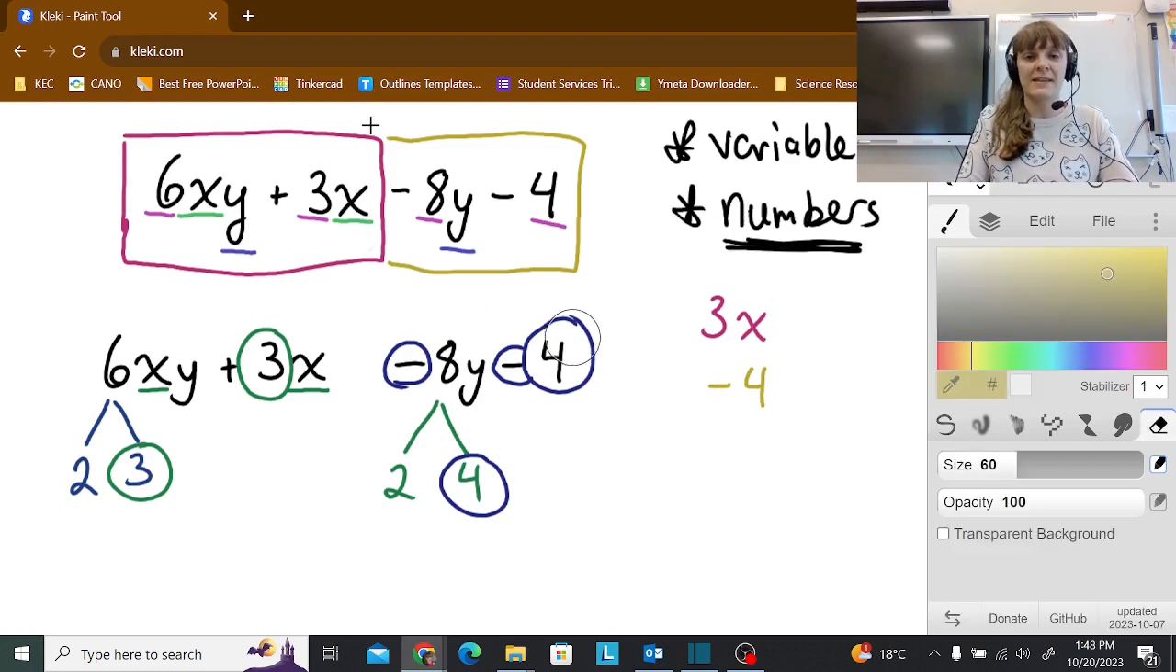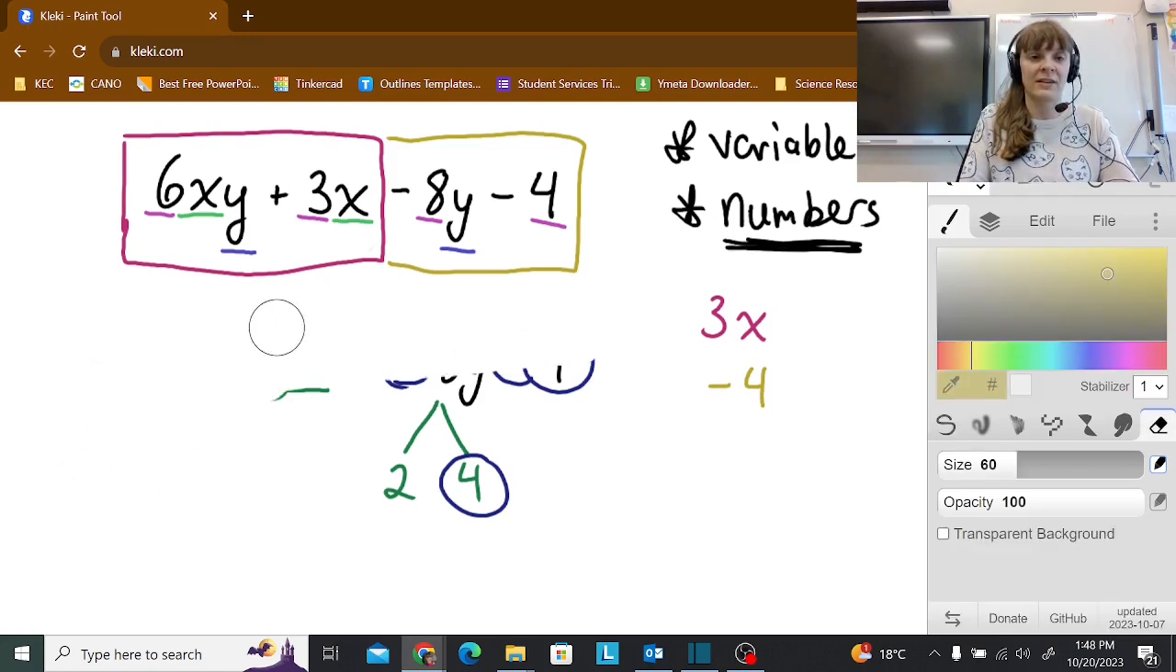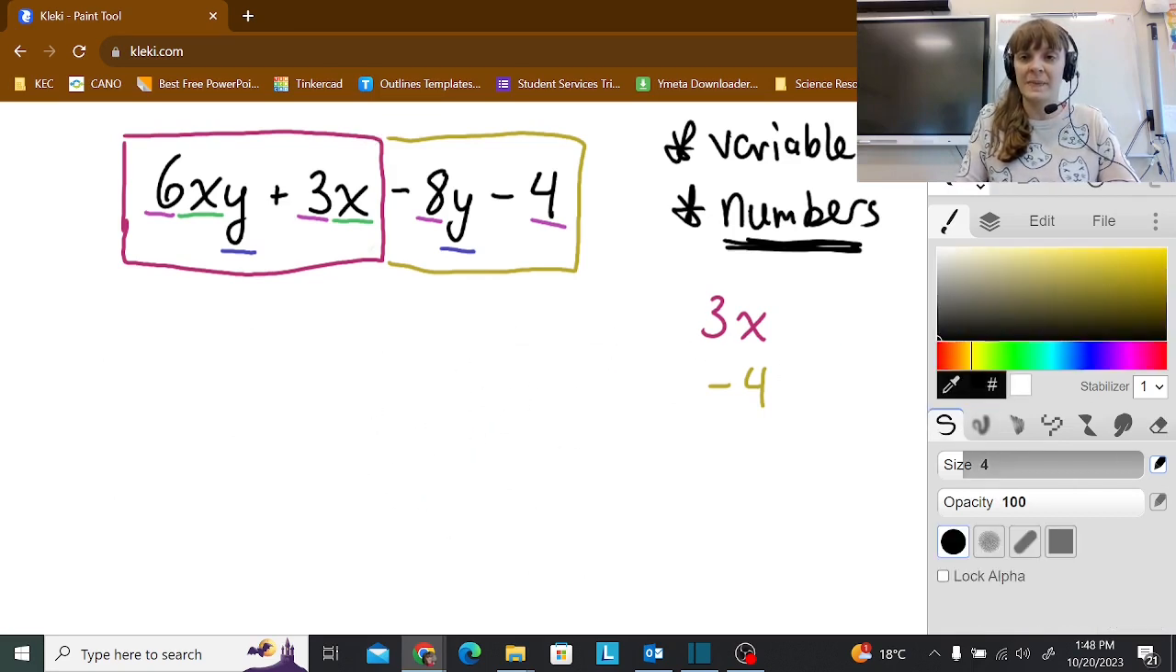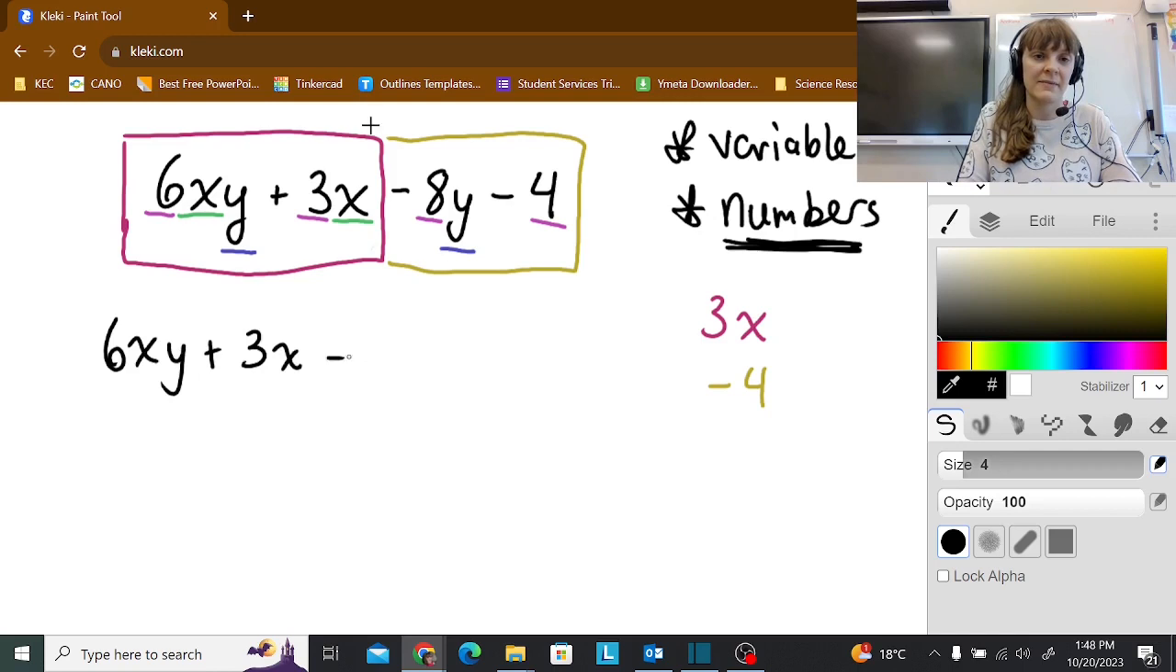Now I'm just going to make some space here so that we can actually do some divisions and some factoring. So I'm going to rewrite this: 6xy plus 3x minus 8y minus 4. I'm going to look at my first group here. I'm going to divide the first 2 by my 3x, and I'm going to divide my last 2 by this negative 4, right?